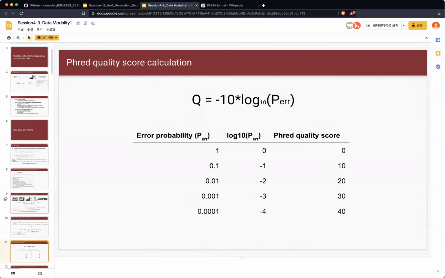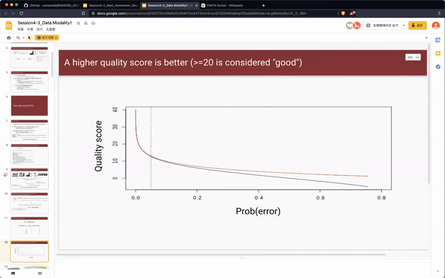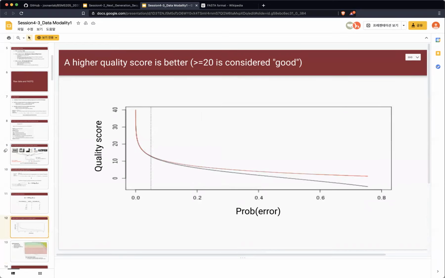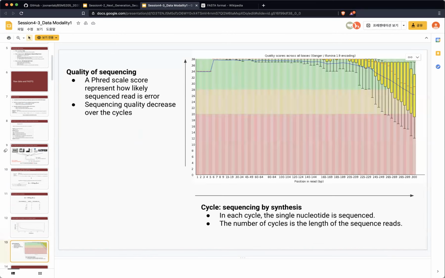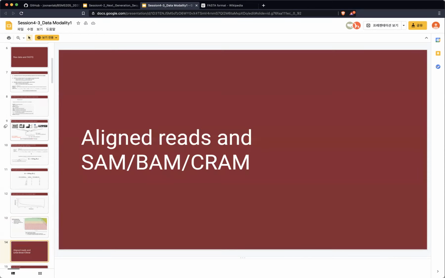And this is the log scale as I discussed before. A Phred score greater than 20 is okay because it's a 1 in 100 error rate. And also we talked about how the sequencing quality changes over the cycle information.